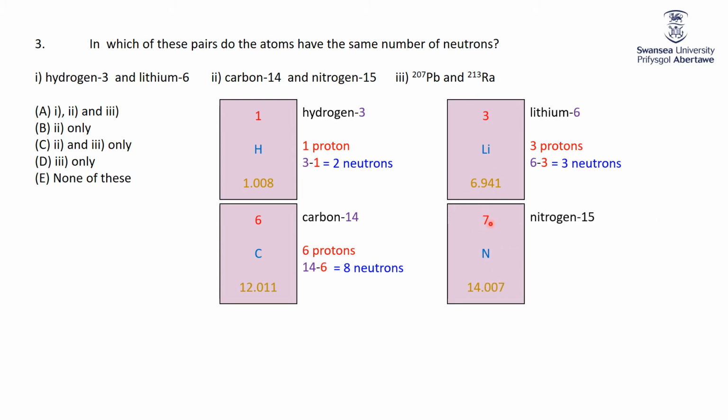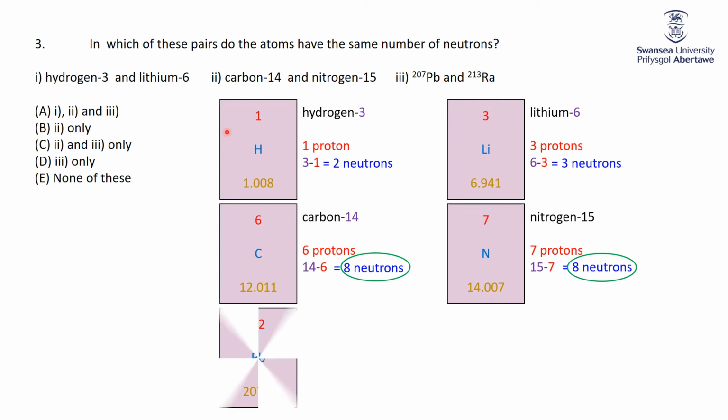Nitrogen-15: nitrogen has 7 protons, so nitrogen-15 has 15 minus 7, or 8 neutrons. And look at that, those two atoms in the pair have the same number of neutrons. So we've got at least 2, so we can eliminate A because pair 1 didn't have it. We can eliminate E because pair number 2 has got it, and we can eliminate D because we found that 2 has, and that implies that only 3 has. So to distinguish between B and C, we now look at pair number 3.